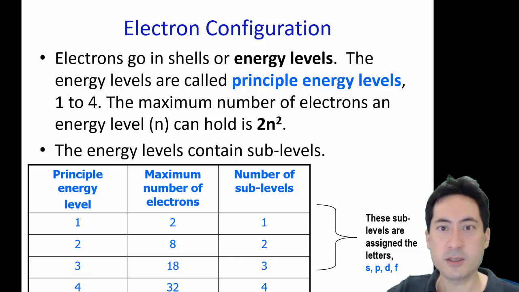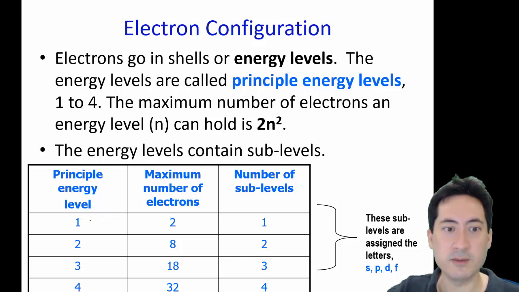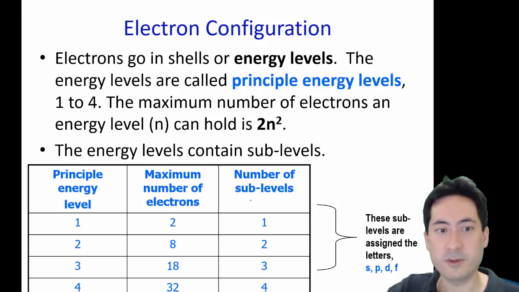So these shells, general shells, are going to be called energy levels. So we have our principal energy level. There's 1, 2, 3, 4 down here, and we can work out how many electrons are actually in each of these energy levels, and the number of sublevels. So for the first energy level, there's only an S sublevel, and for the second energy level, there are S and P's. This one's got S and P's and D's. The fourth one's got S, P, D, and F.